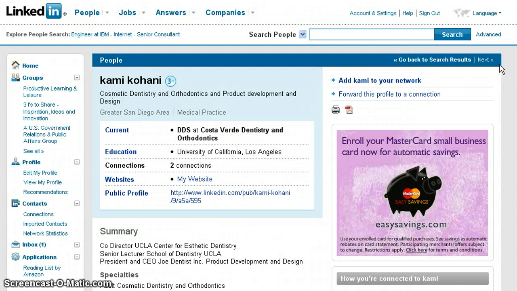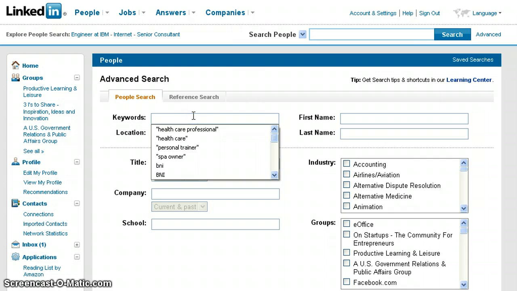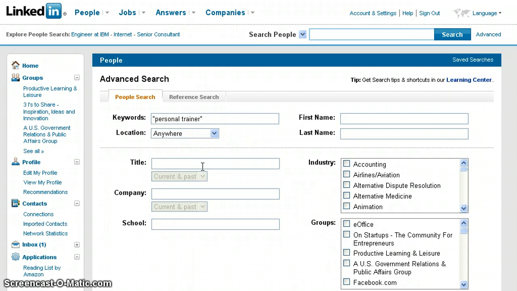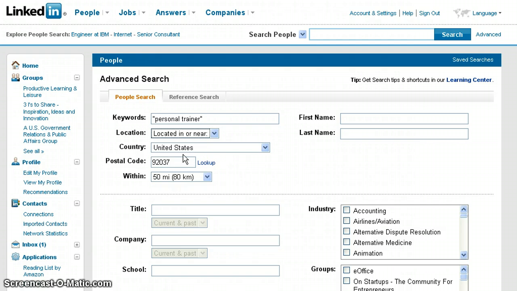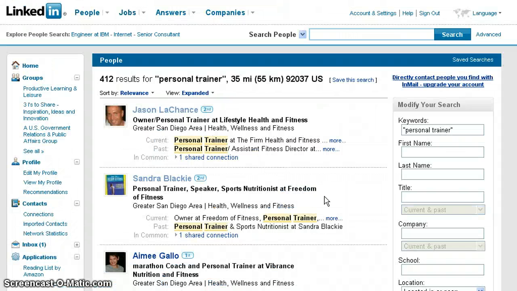Okay, so what I will do is I will do an advanced search on LinkedIn, where you can type in the keywords that you want. So I have in here, let's say, personal trainer, and I'm going to do it near me. This is my zip code, and rather than 50 miles, let me just put 35 miles. Within me, which is in San Diego, I'll do a search over here and see how many people we have.